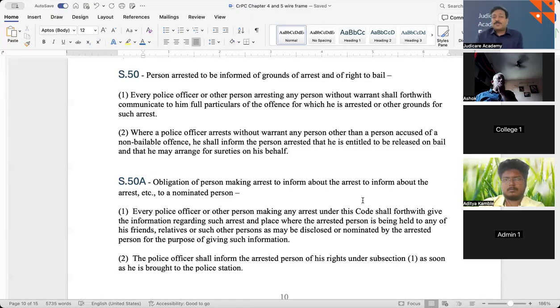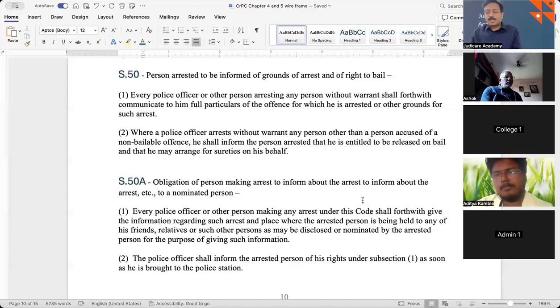Now, every police officer or other person arresting any person without warrant shall forthwith communicate to him full particulars of the offences for which he is arrested or other grounds for such arrest, and where a police officer arrests without warrant any person other than a person accused of a non-bailable offence, he shall inform the person arrested that he is entitled to be released on bail and that he may arrange for sureties on his behalf. So the person arrested must definitely be informed of the grounds of arrest.